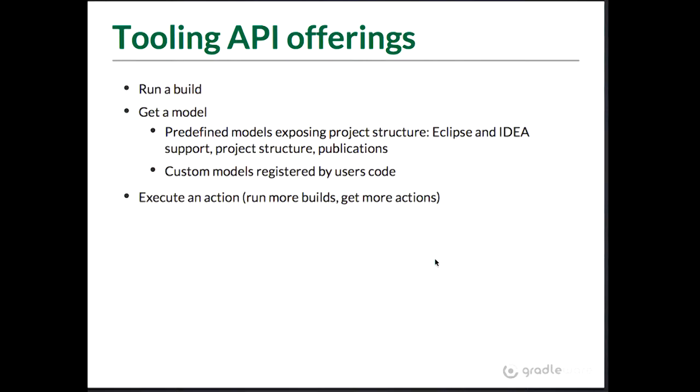We have a set of models that are built in, and those are part of the distribution. That's really nice. We have a project structure that says, okay, root project, what are the children? We can recursively scan the whole structure. We can see what the tasks for the project are, and other things. We are exposing publications from those projects. That's another thing that was requested. All of these are models from our tooling API that is shipped with Gradle.